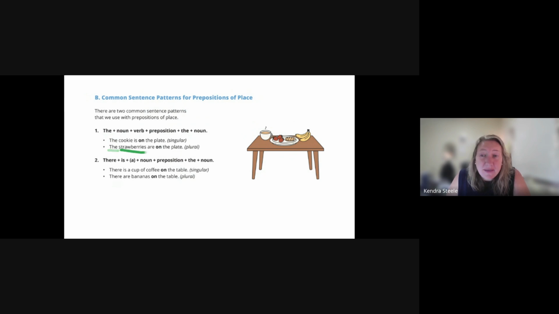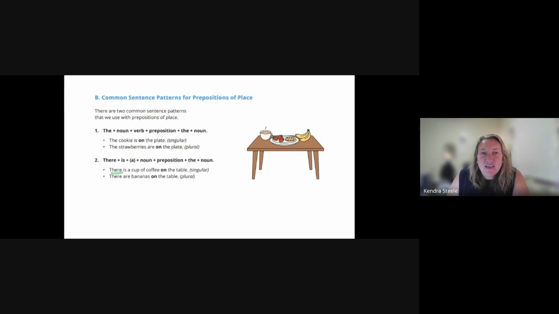The strawberries, there's plural, are on the plate. Here's the strawberries on the plate. So both of these sentences start with the. Okay? Then we could also use there. Okay? So this one begins with there, uses is or are, depending on if it's singular or plural, maybe a, depending on your noun. Noun, preposition, the, and noun.